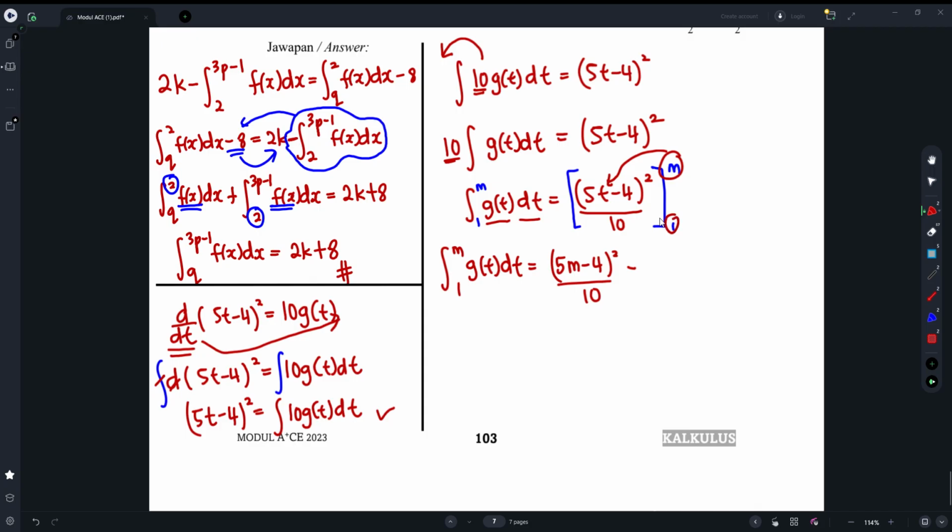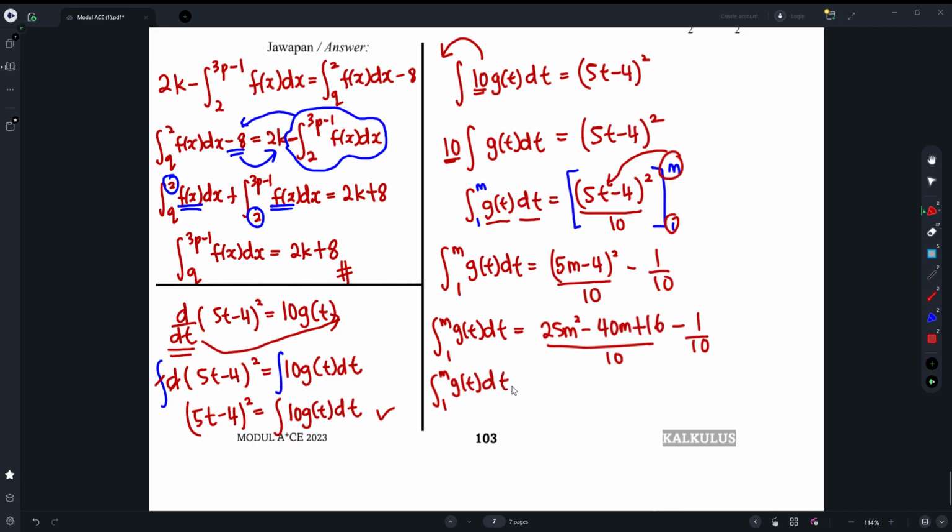When you put 1 here, 5 times 1 is 5, 5 minus 4 is 1, so 1 squared is 1, giving 1 over 10. So you need to put 1 over 10. Finally, the integral from 1 to m of g(t) dt equals (5m minus 4) squared. When you expand, you'll get 25m squared minus 40m plus 16 over 10, and you have minus 1 over 10.